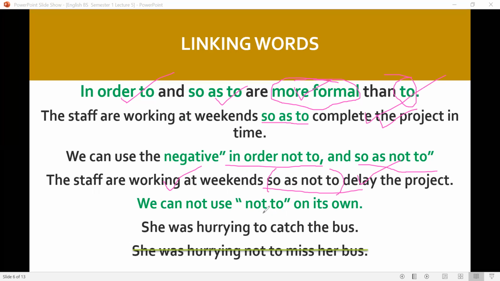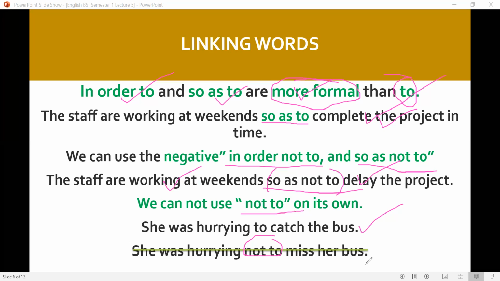We cannot use not to on its own. We can say, she was hurrying to catch the bus, but we cannot say, she was hurrying not to miss the bus. We cannot use not to independently. She was hurrying in order not to miss the bus. She was hurrying so as not to miss the bus. This would be the construction of the sentence.